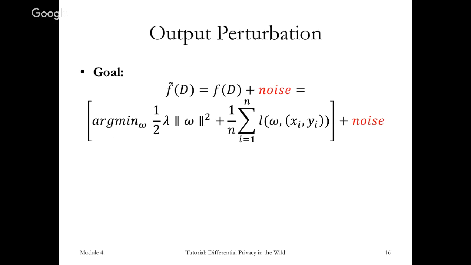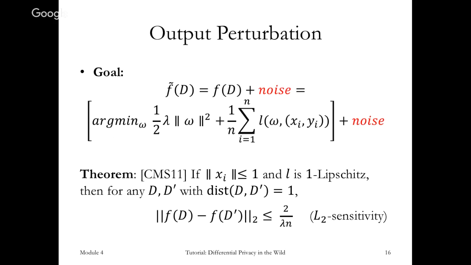And the amount of noise you add to this problem, as you have probably seen before, is going to be proportional to the sensitivity of the solution. And prior work has shown that the sensitivity of this solution can be bounded by 2 over lambda n, as long as the loss function has a certain property, convexity. And lambda here is the parameter for the regularizer, and n is the number of data points in the training data set.